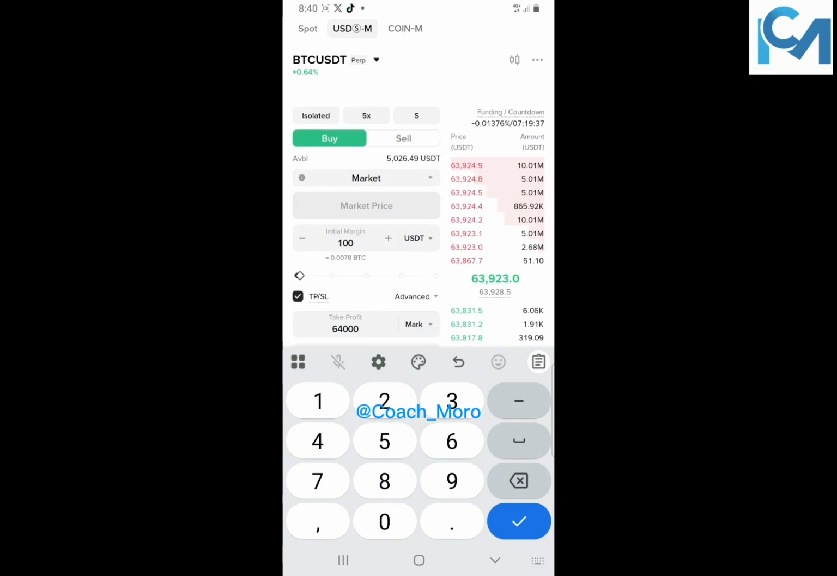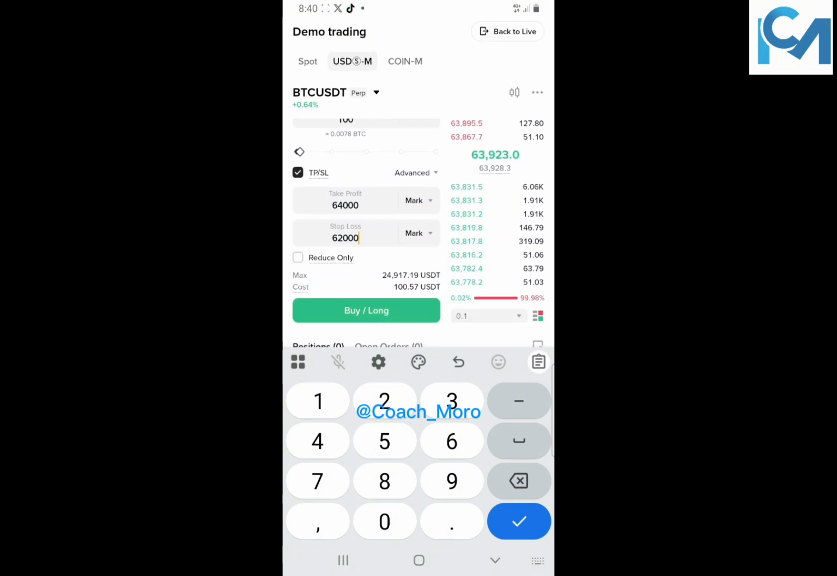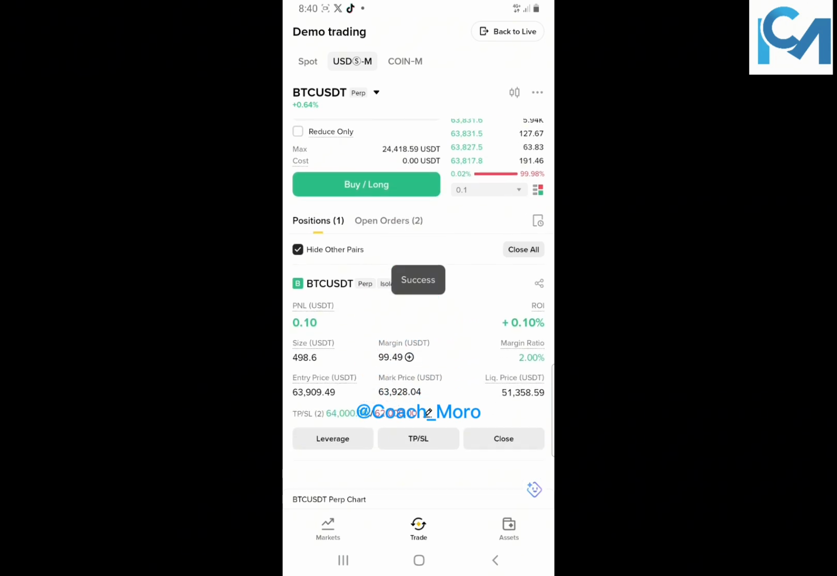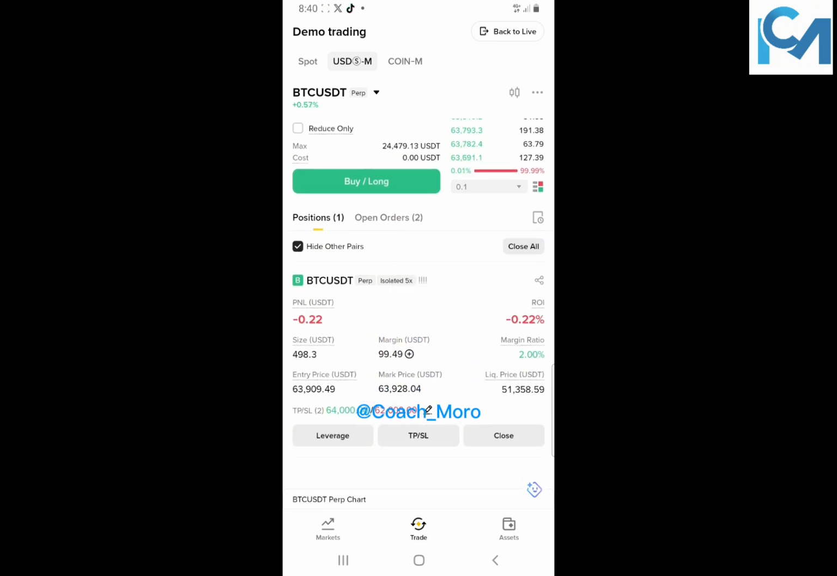Okay, so now I have placed the trade. I just click on the buy long, so you can see I'm losing 0.24% of the capital, as you can see. ROI is the return on investment and PNL is the profit and loss, so take note of that. And you can also decide to close the trade anytime you want.